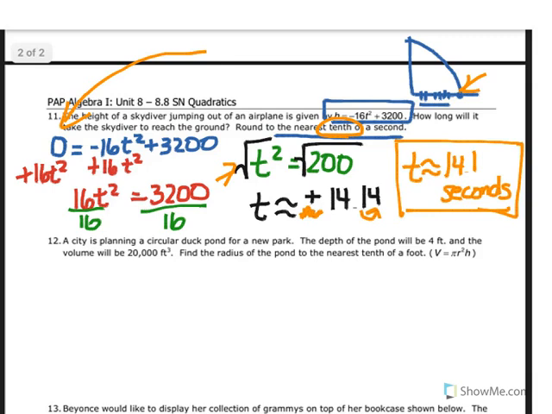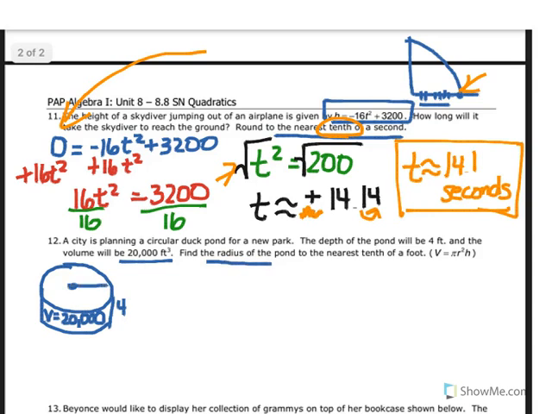Okay, let's try number 12. A city is planning a circular duck pond for a new park. Okay, as soon as I hear the word circular, there we go, we'll draw a circle. The depth of the pond will be 4 feet. So I'm going to come down here and put that. And the volume is 20,000 feet cubed. Find the radius of the pond.